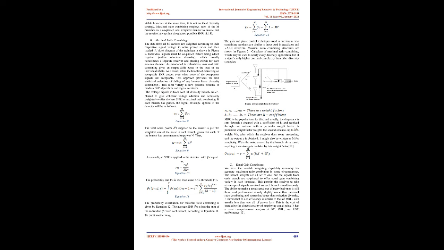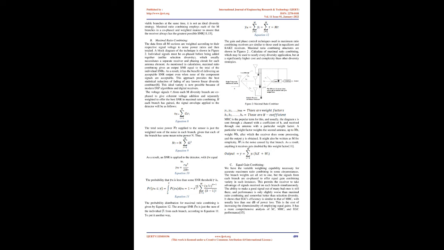Individual signals must be co-phased before being added together, unlike selection diversity, which usually necessitates a separate receiver and phasing circuit for each antenna element. As mentioned in the calculation, maximal ratio combining gives an output SNR equal to the total of the individual SNRs. As a result, it has the benefit of delivering an acceptable SNR output even when none of the component signals are acceptable. This approach provides the best statistical reduction of fading of any known linear diversity combiner.